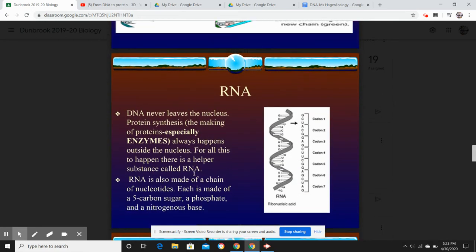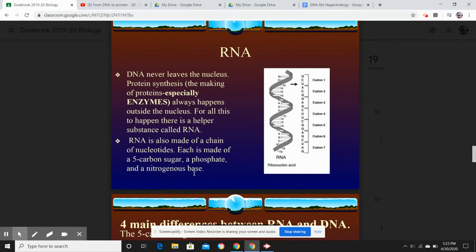Then we started talking about RNA in this process called transcription. And remember, transcription was how DNA copies its code to RNA to get its message out of the nucleus, because DNA is trapped in the nucleus and it's safe in the nucleus. And we want to get the message out so that we can make the protein.